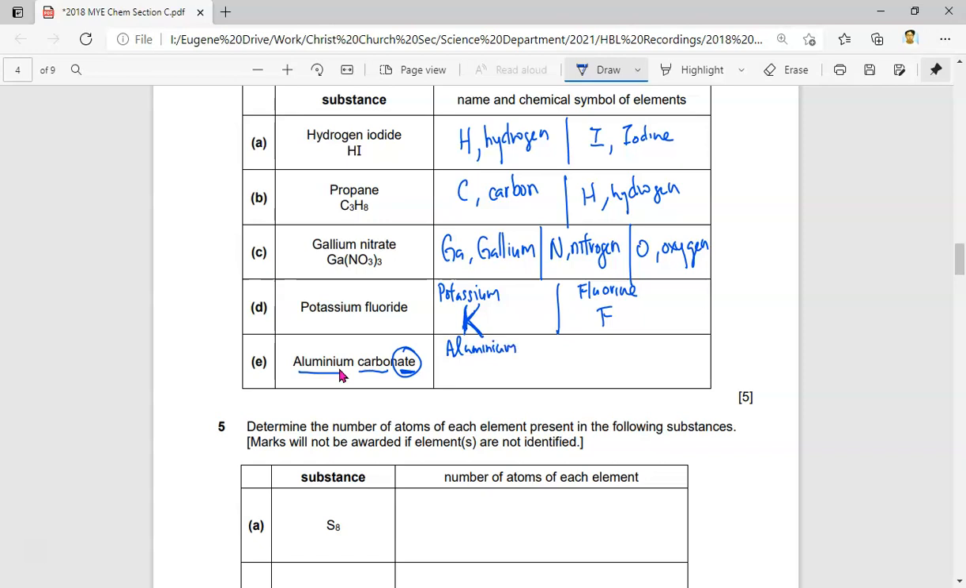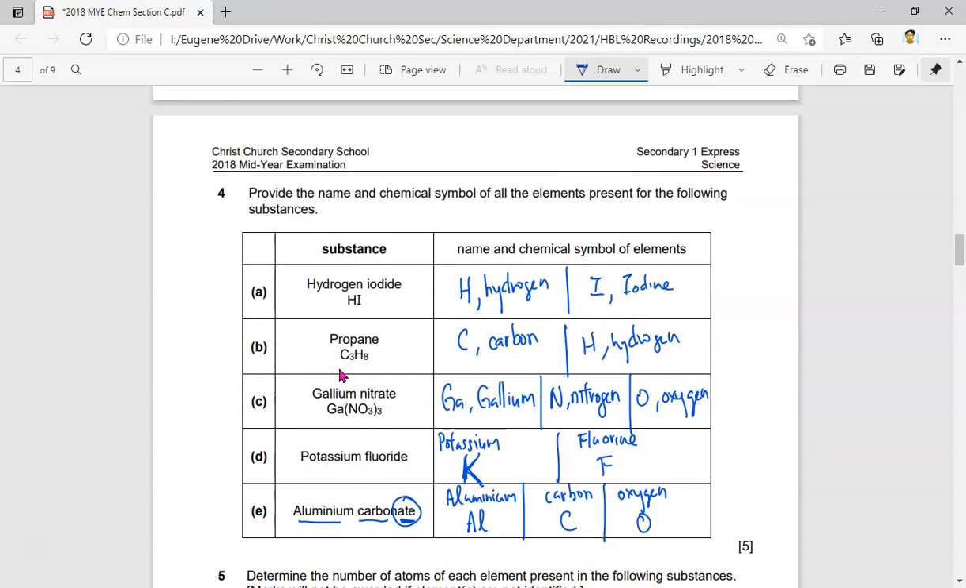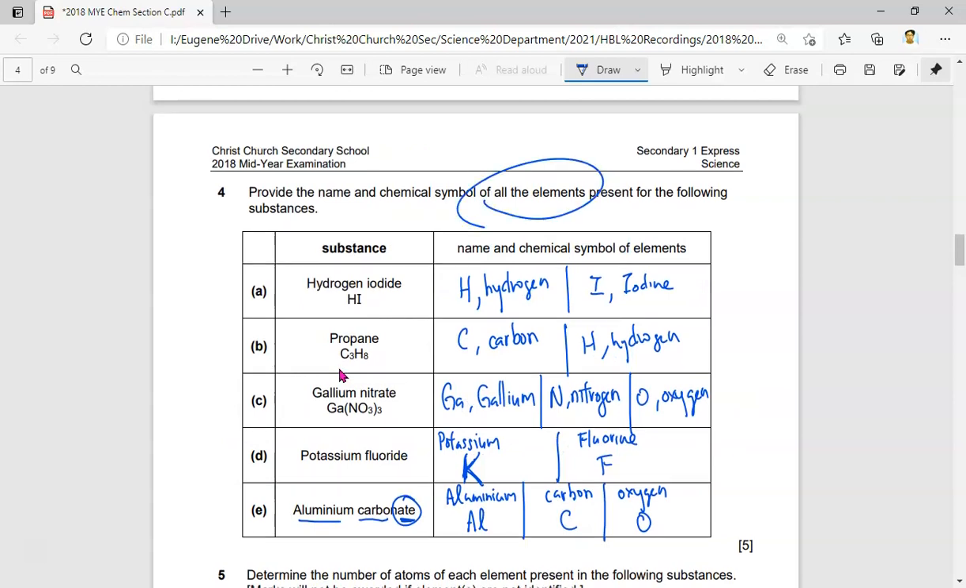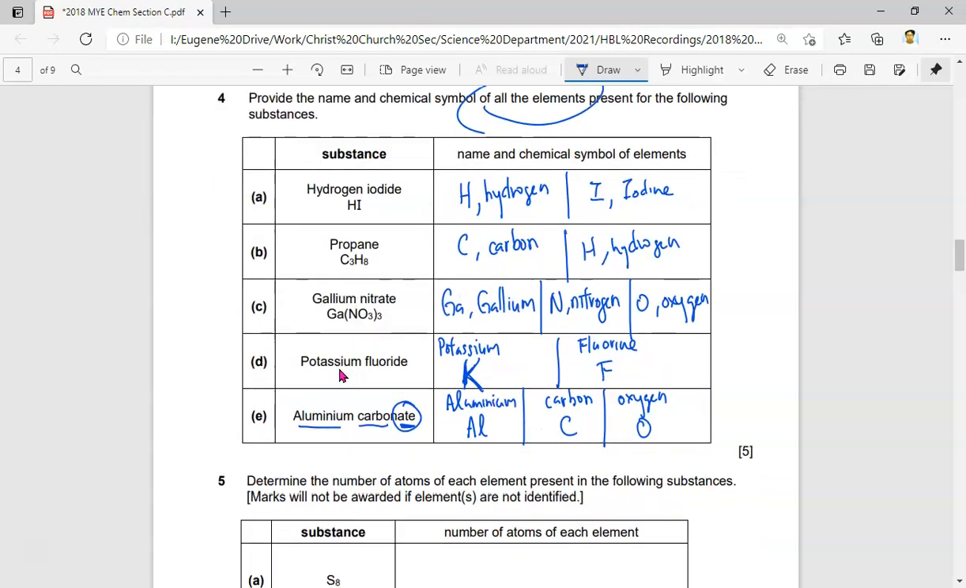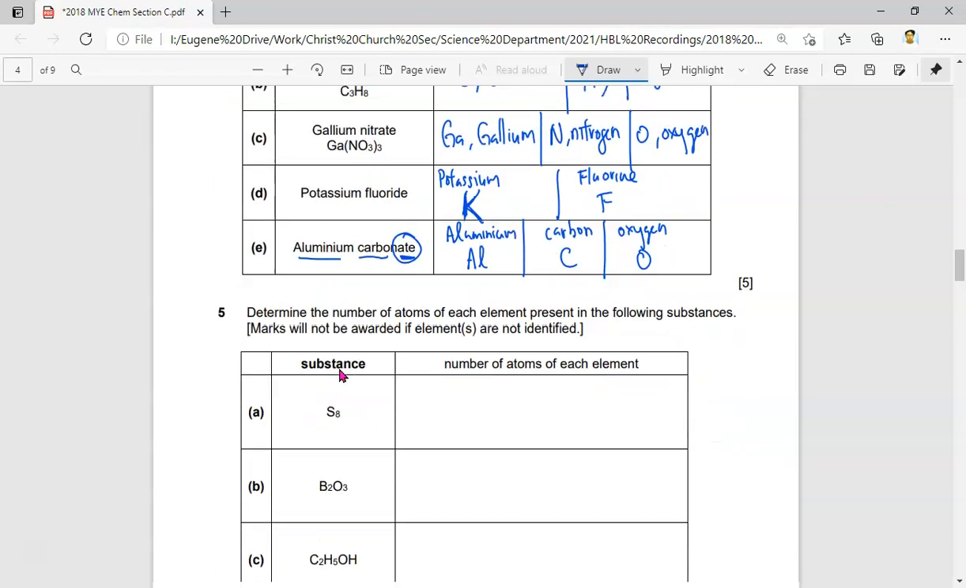So if you look at a periodic table, aluminium is actually Al. Carbon is the next element. It's actually C. And last one, because of the ATE, whenever you see a compound ending with ATE, it means that oxygen must be present. Chemical symbol is O. So this question here just wants the name and the chemical symbol of all the elements present. I'm not asking you to count for me how many atoms there are. So 4 is a relatively simple one, just identifying the elements.